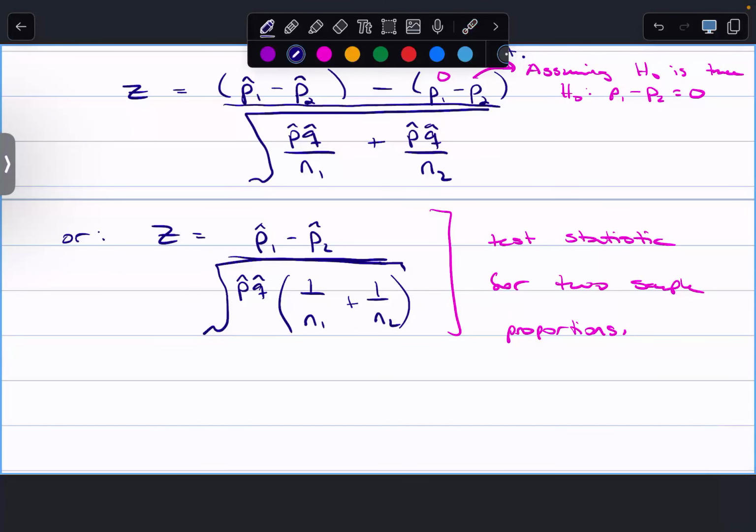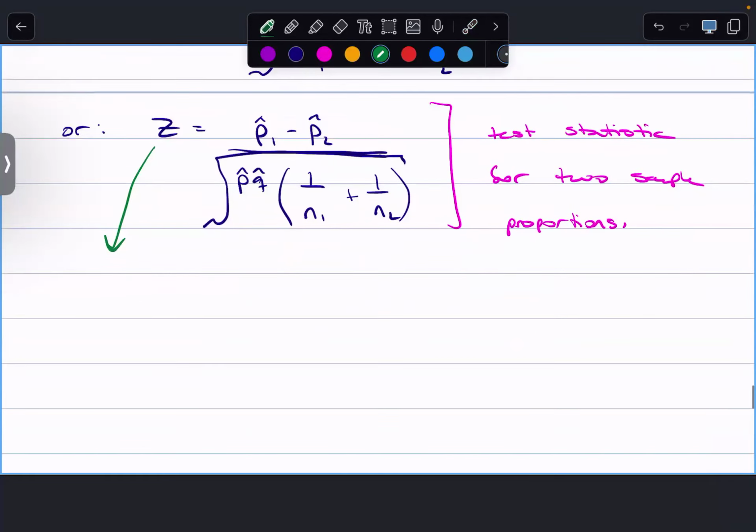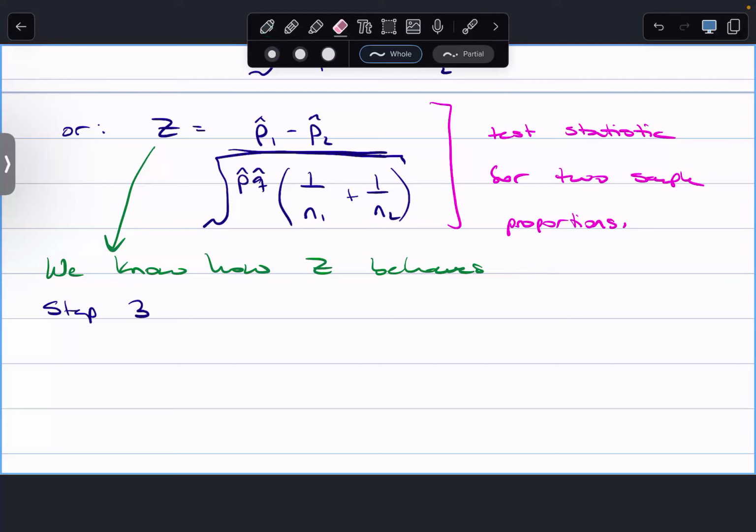What's nice is, okay, we know how Z behaves, right? We know the norm inverse command or the norm.s.dist command to find the areas under the curve. And so now we know how Z behaves. So remember step 3, and I'll throw a smiley face. Yay, that's better.